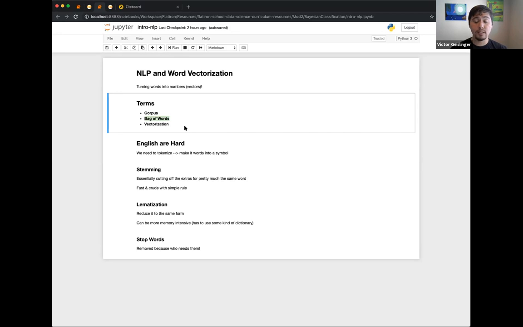Note that at least for some NLP, we have to care about order, and those are like Markov chains and stuff like that. But for something like Naive Bayes, we don't care about order. We're just looking at what kind of words happen. That's why it's a really simple algorithm, but it's really powerful in this way, because we can apply it very, very quickly.